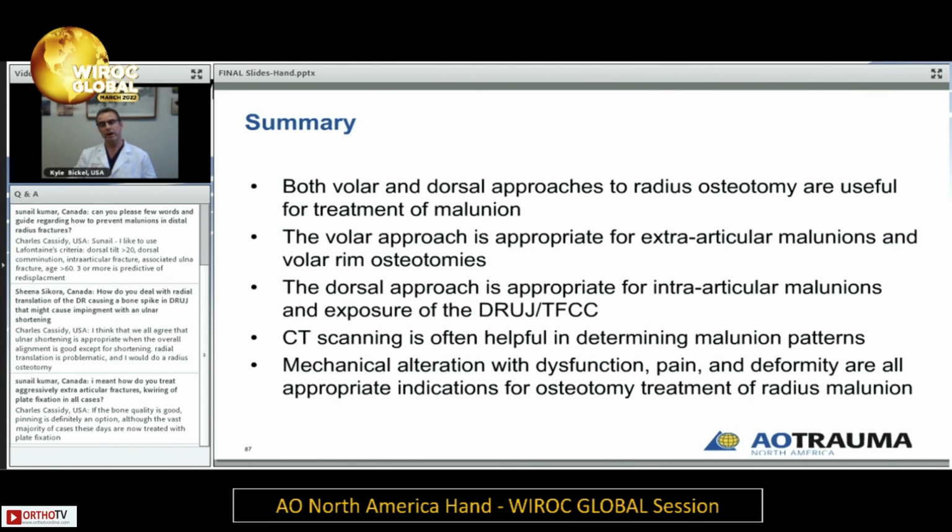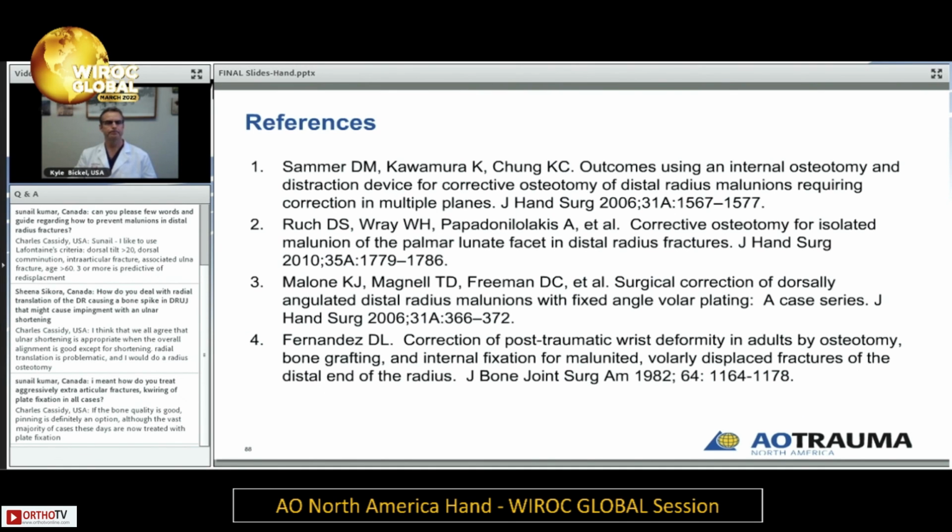We're often surprised at seeing different planes than we expect in these malunions, and it's really the only way to see the small fragmentary components of the malunion so that we can make our osteotomies more accurately. Mechanical alteration with dysfunction, pain, and deformity are all appropriate indications for osteotomy.